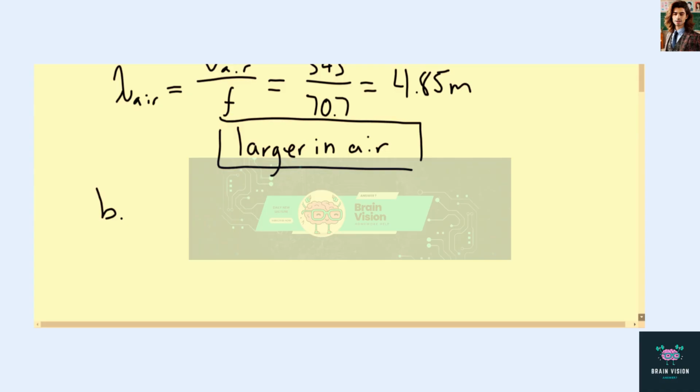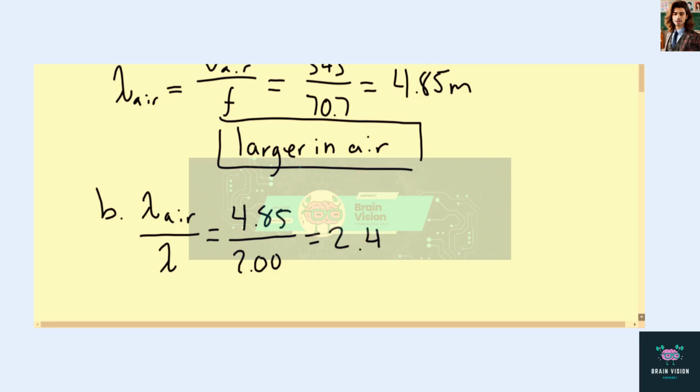The number answer is pretty straightforward. We have the wavelength in air and we have the wavelength in the string. So the ratio is lambda air over lambda, and that's equal to 4.85 divided by 2. And if you plug that in, you get that the ratio is 2.43. So that's our numerical answer.